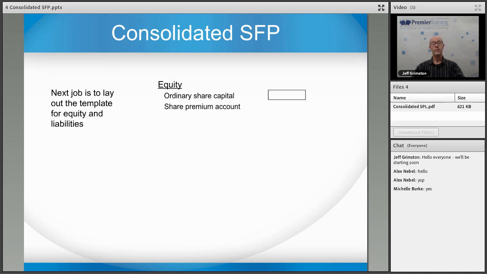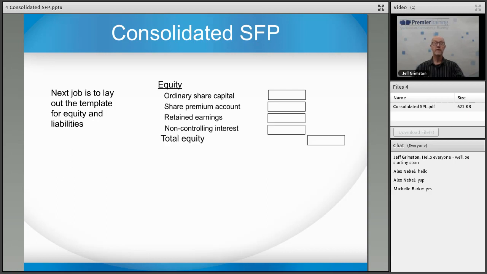This time with ordinary share capital, share premium, retained earnings, non-controlling interest. What isn't present in this particular scenario is a revaluation, but if there was, there might be a revaluation reserve in there, but there isn't on this occasion. Those together will give us the total equity.